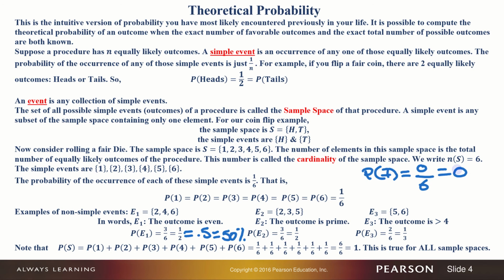So notice that's the worst case scenario when it comes to probability. You're never going to have a negative probability. So probability lives somewhere between 0 and 1, 1 being certainty and 0 being impossibility.